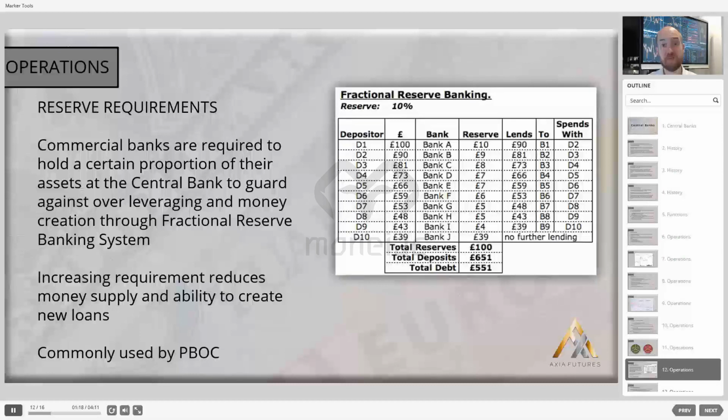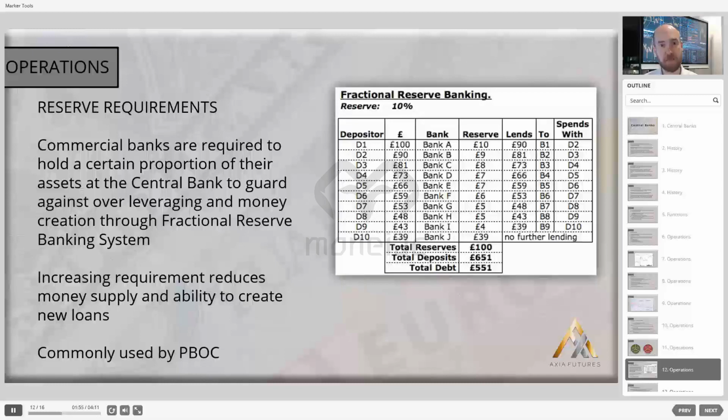So from that 100, we've now had 90 added, plus another 81 as well. So as you can see, as the table shows going forward, the amount that's held in reserve, that fraction, is not a great deal, meaning that more and more money is lent in the economy, creating, in fact, a total debt of 551. Now, this is seen as an asset to the banks, and their liability is the deposits. Chances are, and this is the whole theory behind it, that you're not likely to have every depositor want to take their money all at once.